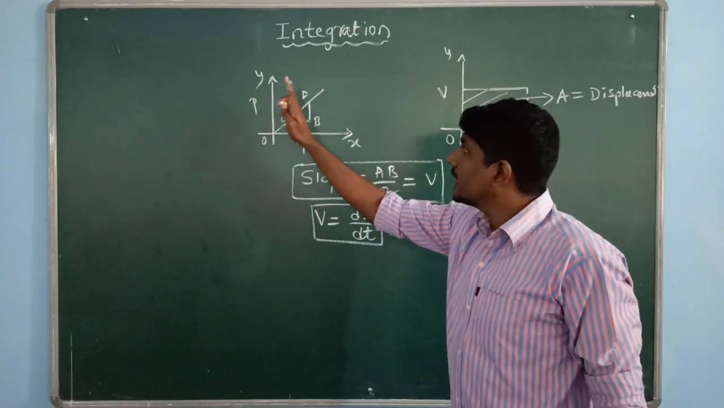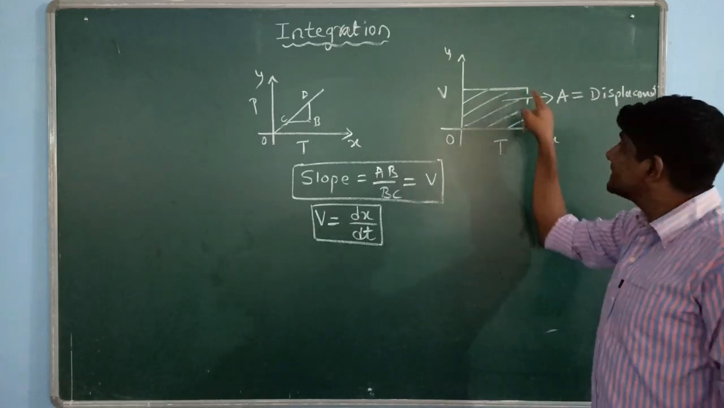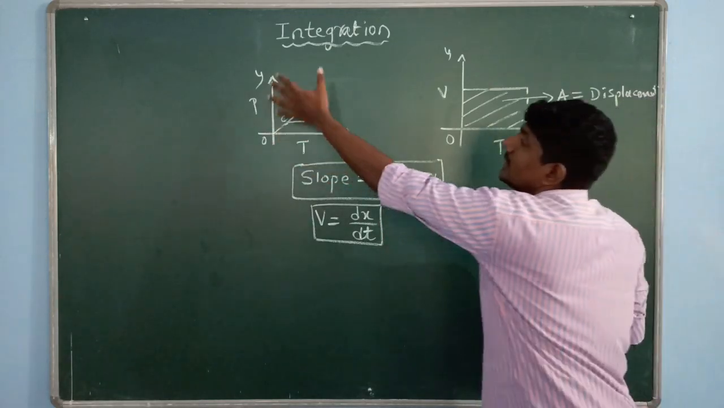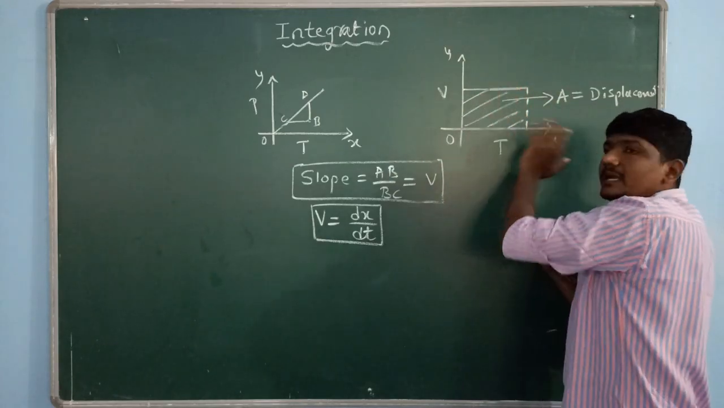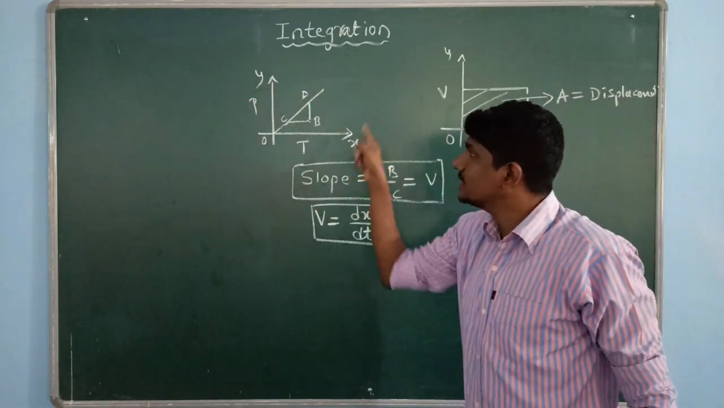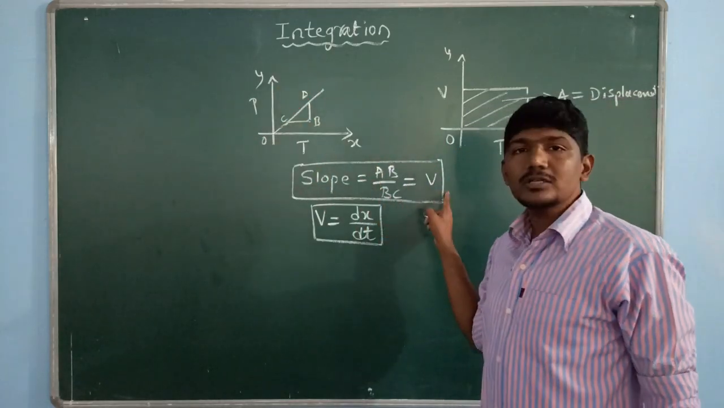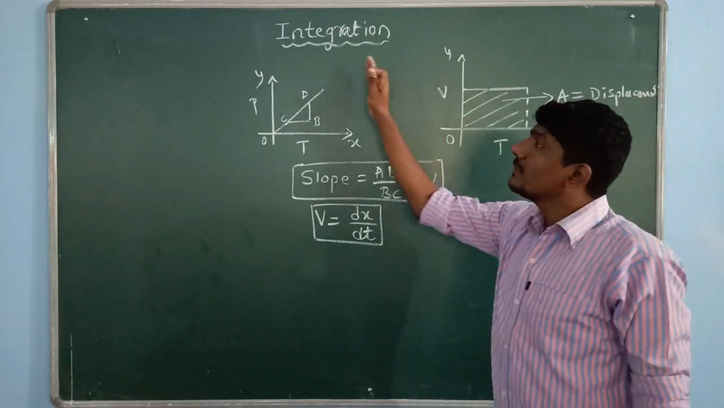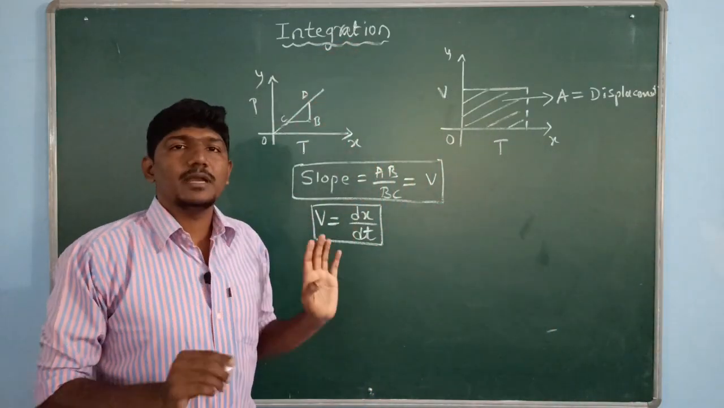Take the PT graph, get its slope, it is velocity. Take the VT graph, find its area, it gives displacement. So they are kind of reverse processes. If you take this as differentiation, then this is integration, because differentiation gives velocity and integration of that velocity gives you displacement. So it is called a reverse process, differentiation and integration. Integration is the reverse process of differentiation.